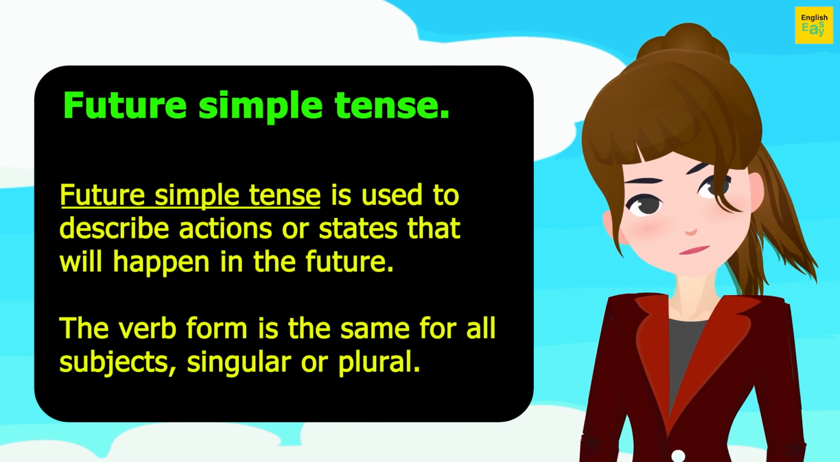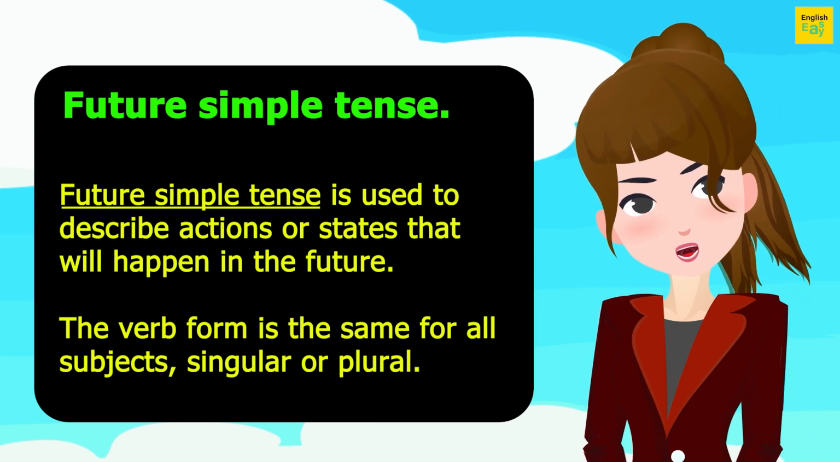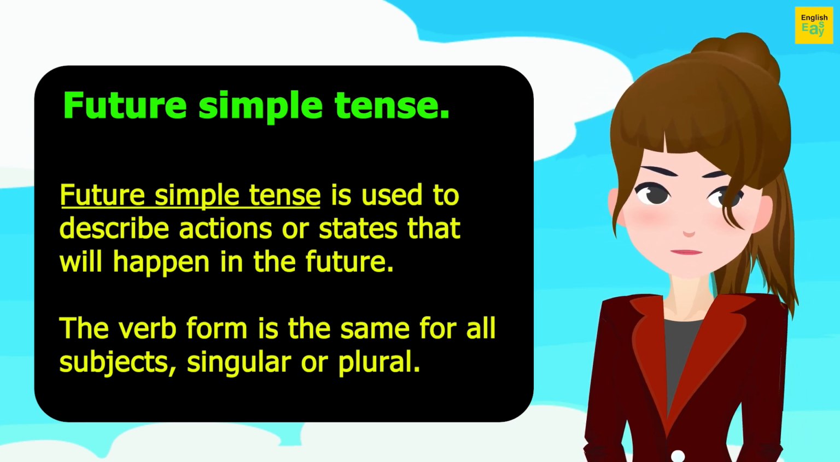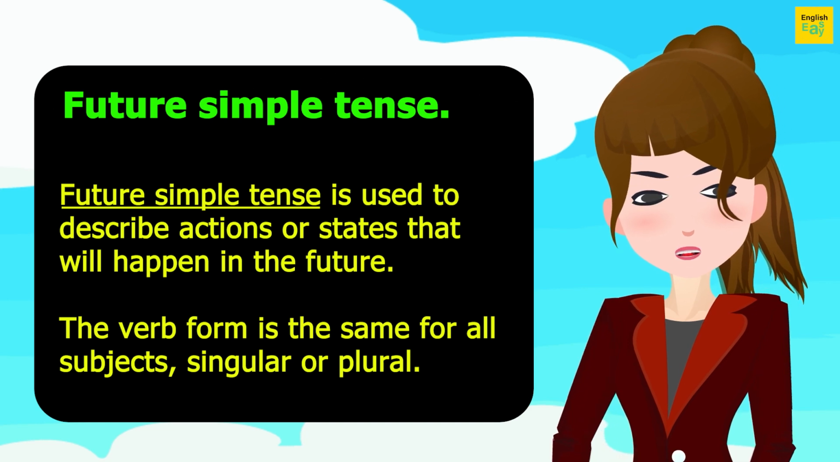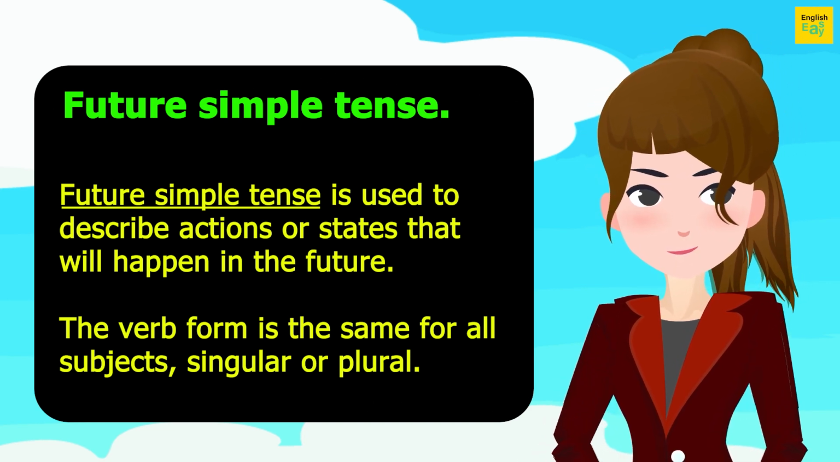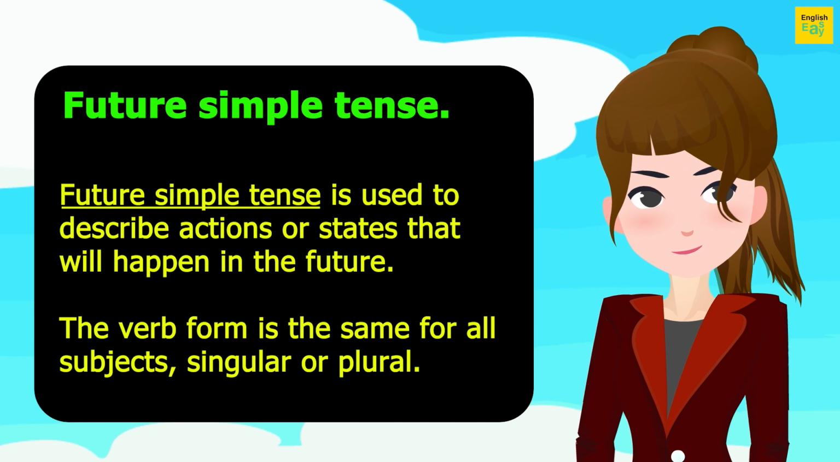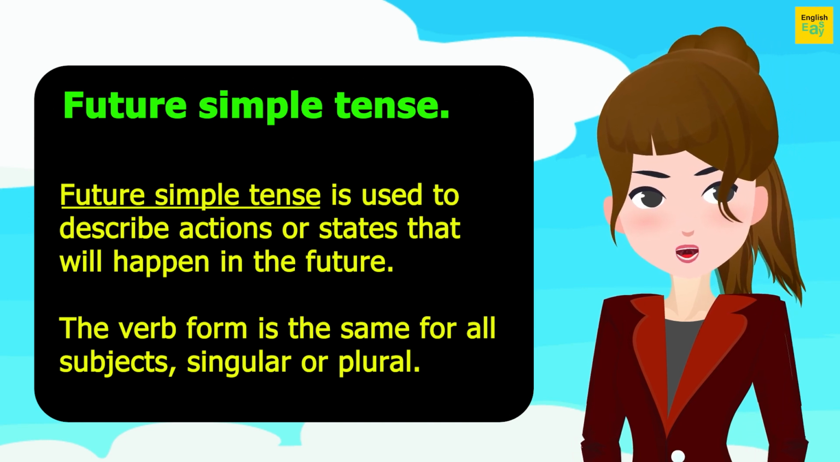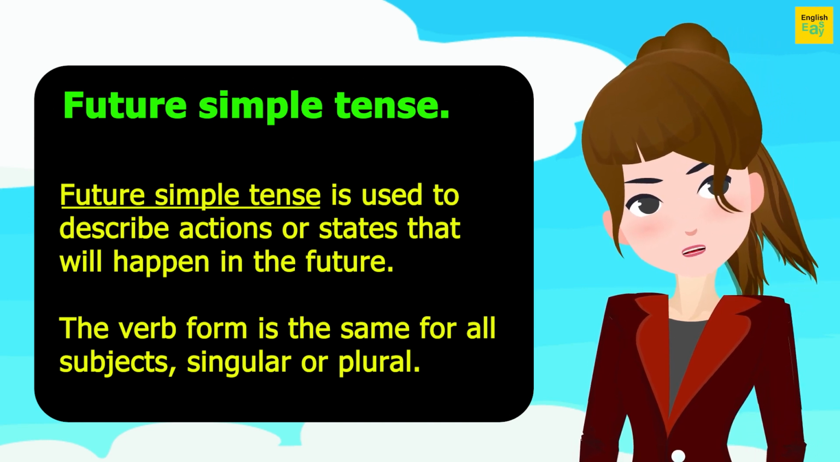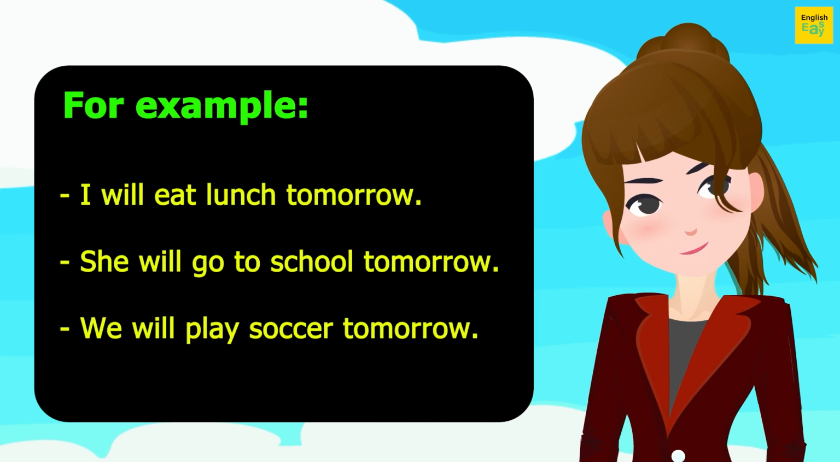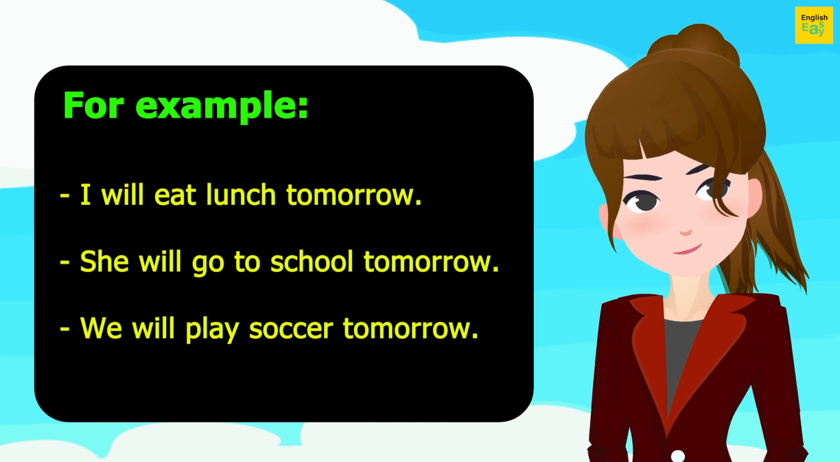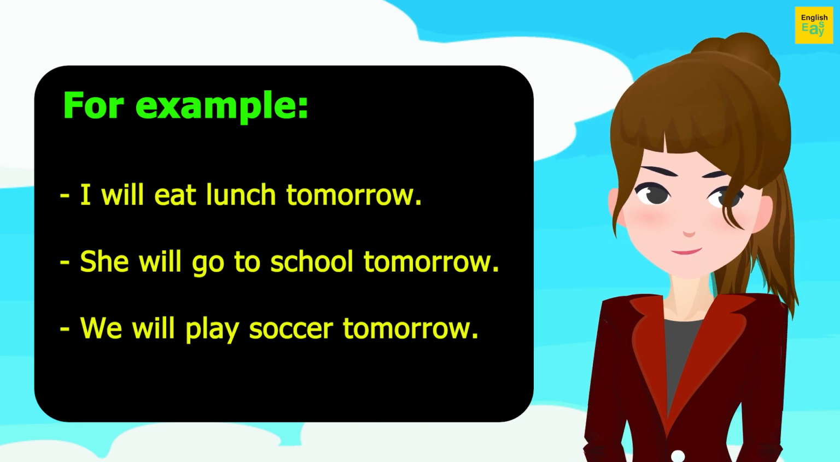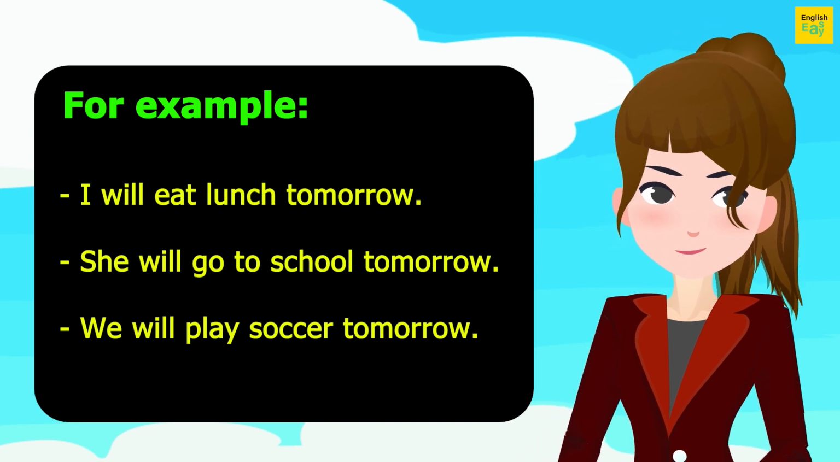Future simple tense. Future simple tense is used to describe actions or states that will happen in the future. The verb form is the same for all subjects, singular or plural. For example, I will eat lunch tomorrow.